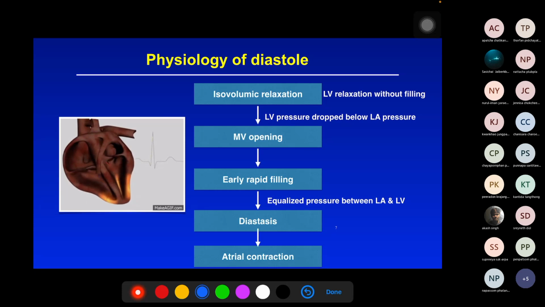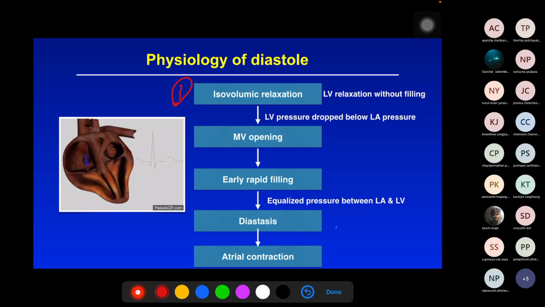Again, IVRT starts from the end of systole. It's relaxation to lower the pressure in the LV and RV. When the pressure is lower than the LA and RA pressure, the mitral valve and tricuspid valve open. When the mitral valve opens, blood flows from the LA to the LV, which is called the second phase. The second phase is the early rapid filling. This one is the first phase, the IVRT.